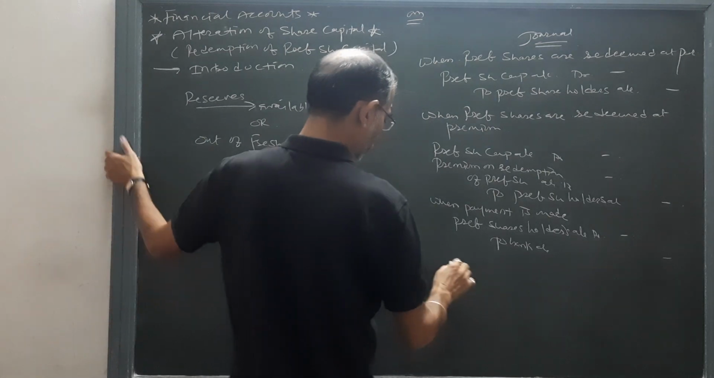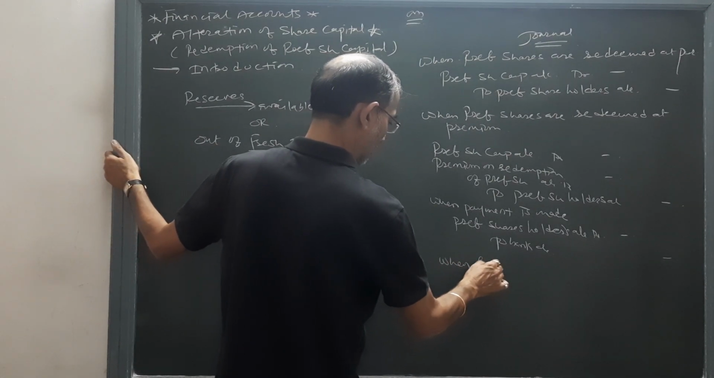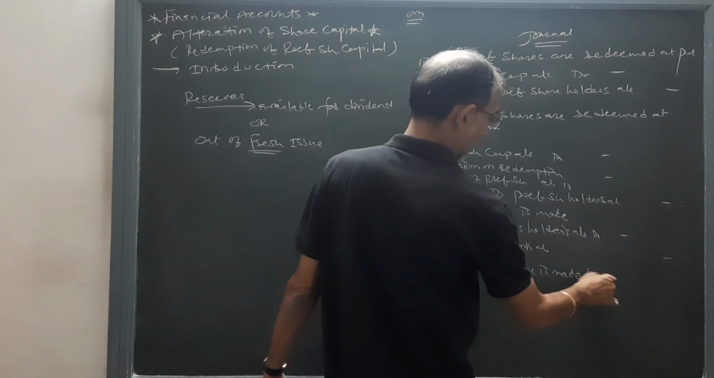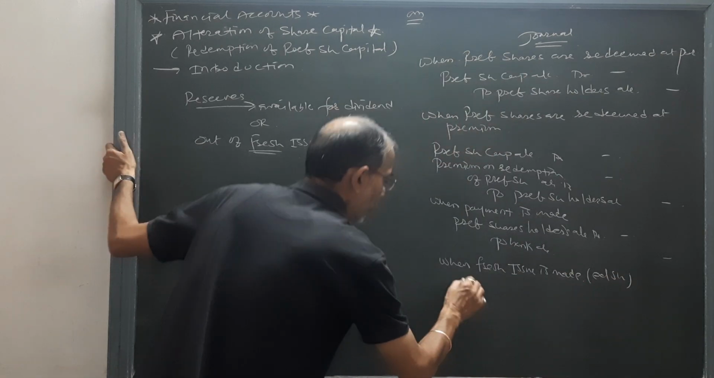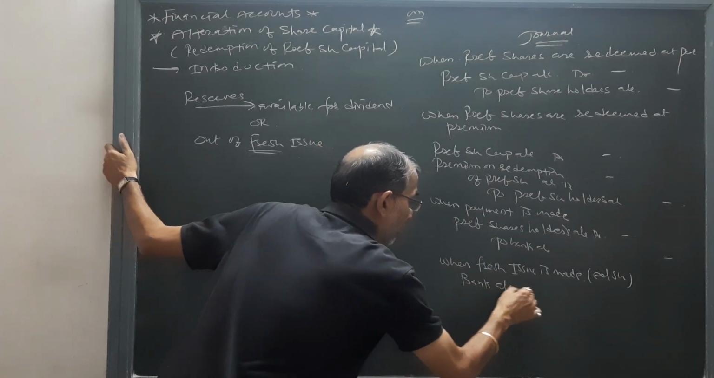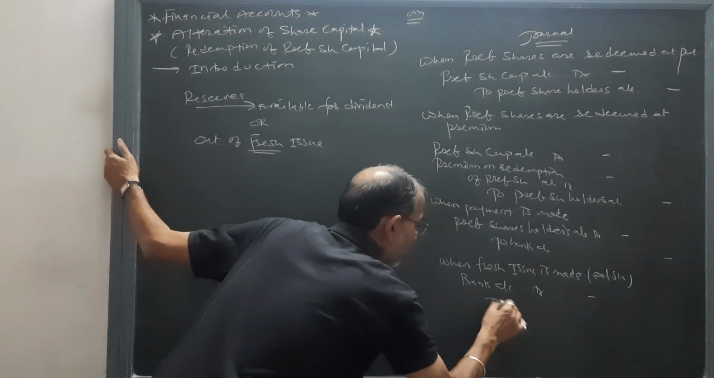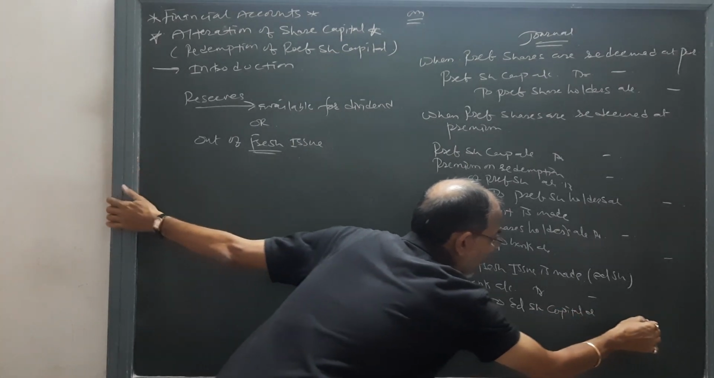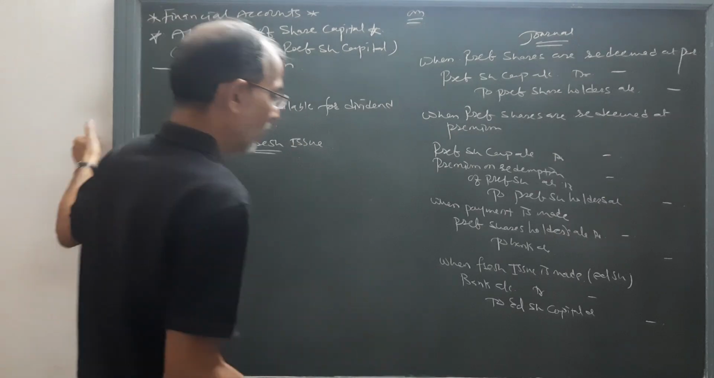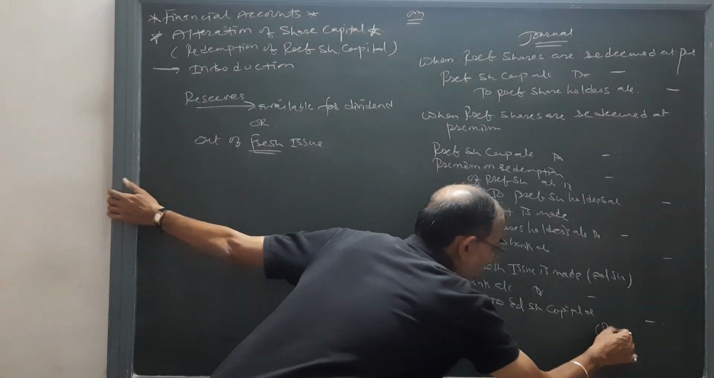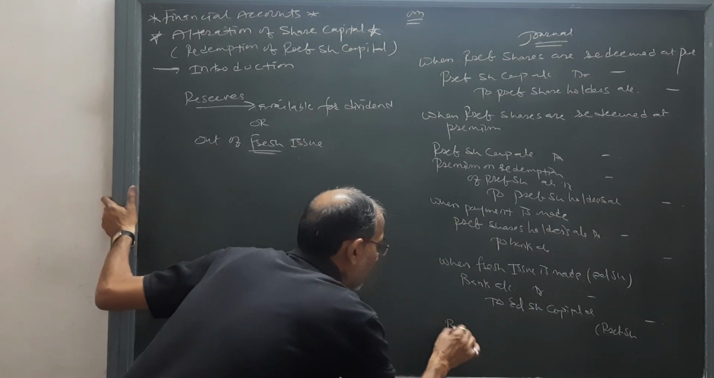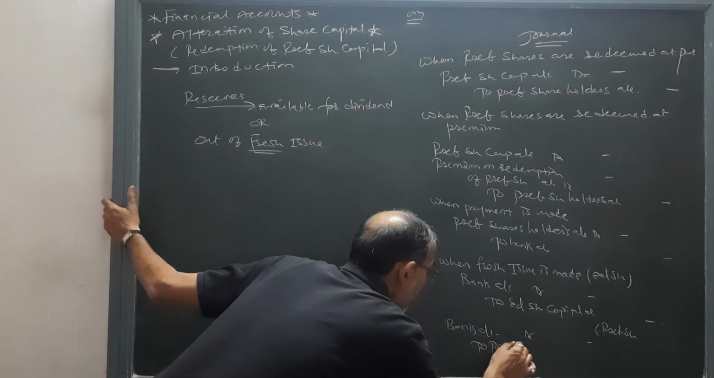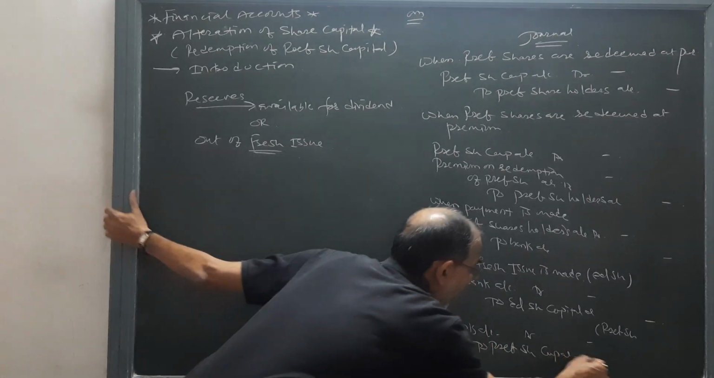Now when a fresh issue is made, suppose it is of equity shares, so bank account debit to equity share capital account. If that is of preference shares, then the entry will be bank account debit to preference share capital account.